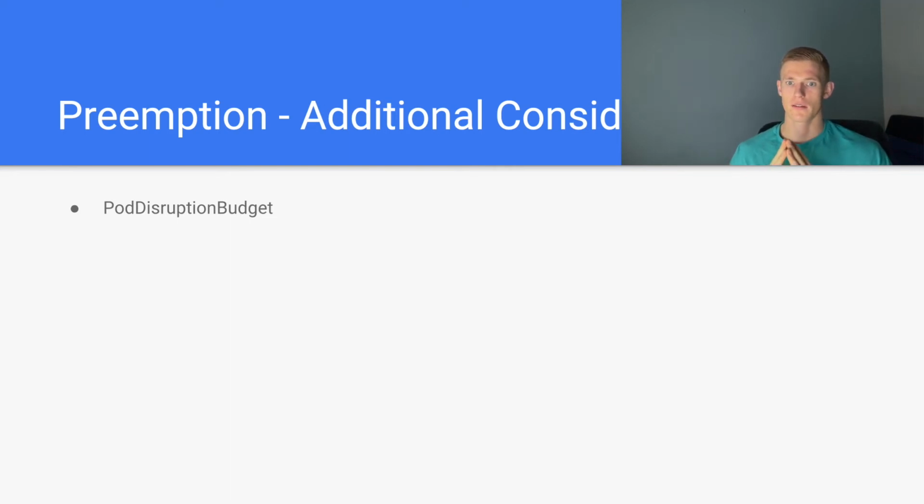So the preemption process and the priority process tries to take all of this into account, but it is not guaranteed. So at the end of the day, higher priority pods will always take precedence over lower priority pods, even if those lower priority pods are part of a deployment or a replica set that has defined a pod disruption budget.